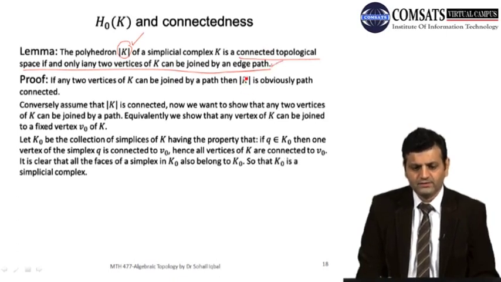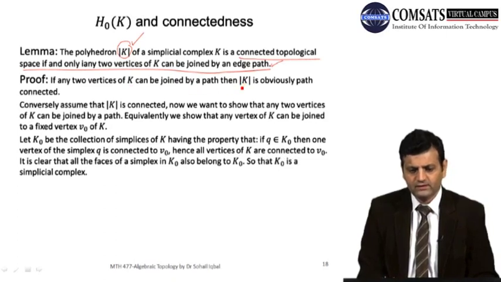Okay, so let's consider any two vertices of K, and if they can be joined by a path, then obviously this is path connected, and this direction is very trivial. On the other side, let's assume that this is connected. Now we have to show that this is edge connected as well.